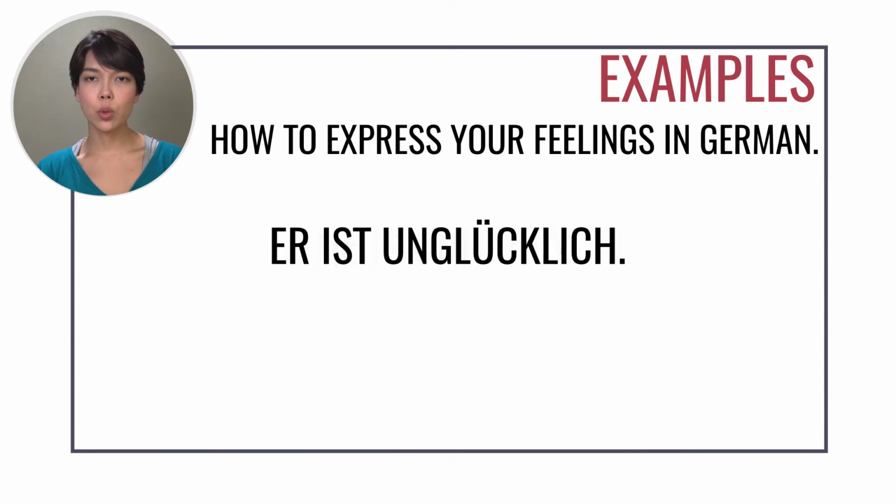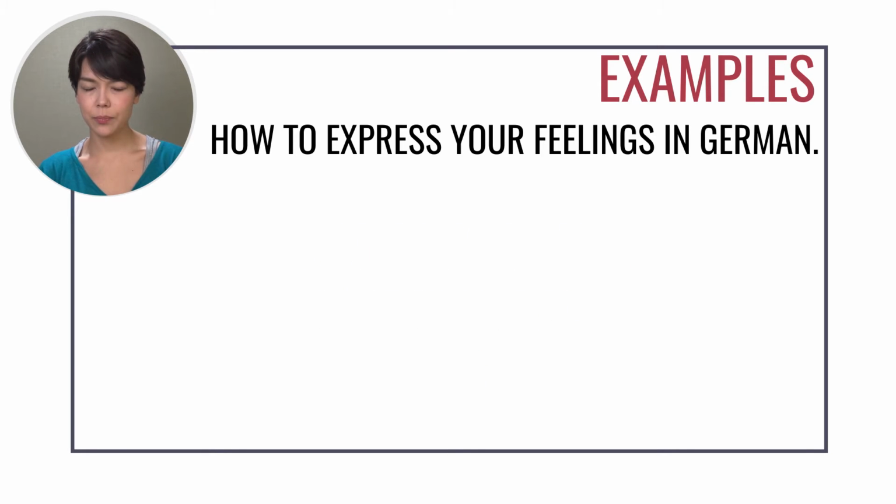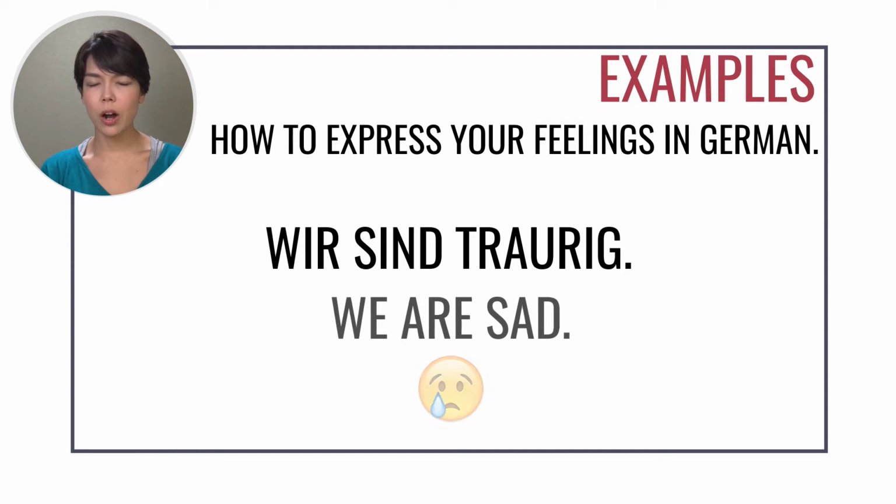Next, er ist unglücklich. He is unhappy. Here we have the word er meaning he, followed by ist, a conjugated form of the verb sein, to be, and the adjective unglücklich, unhappy. So altogether it means he is unhappy. Wir sind traurig. We are sad. Here we have the word wir meaning we, followed by sind, a conjugated form of the verb sein, to be, and the adjective traurig, sad.